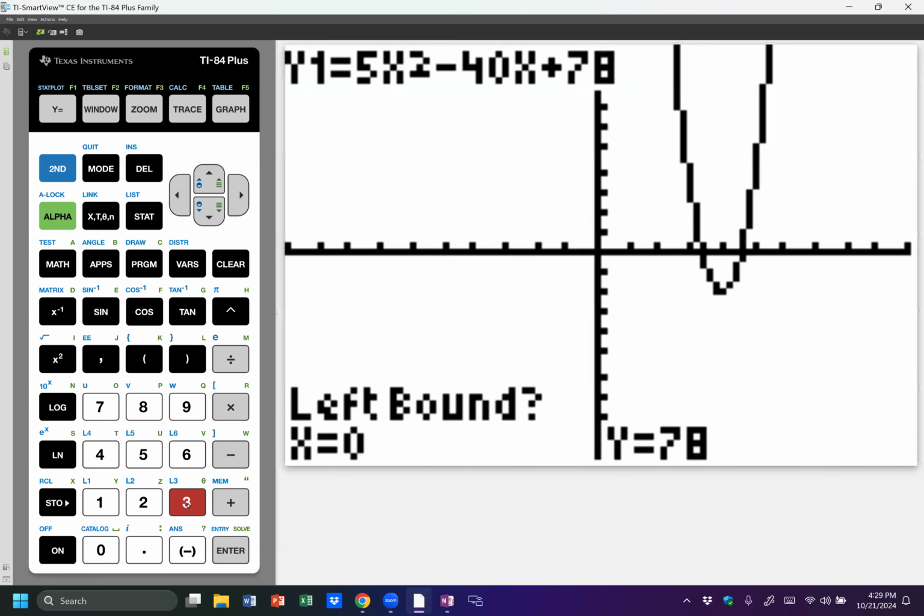I'm going to push 3 and it says left bound. Again, my cursor's not in the screen. The Y is at 78 on my screen. It might be something different on yours. I want that Y value to get closer and closer to 0.